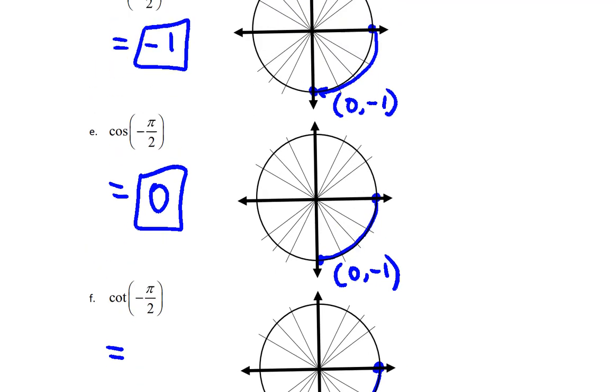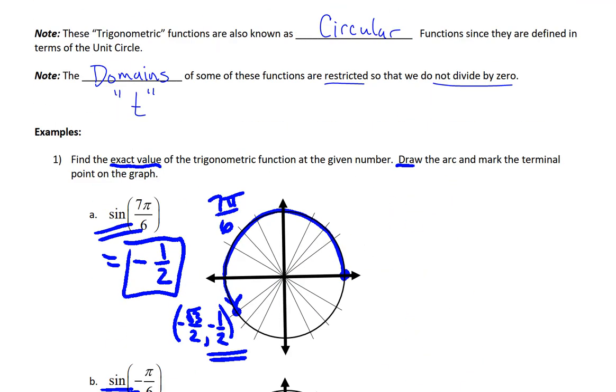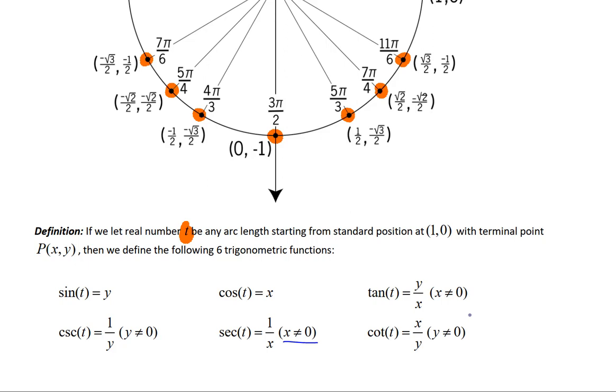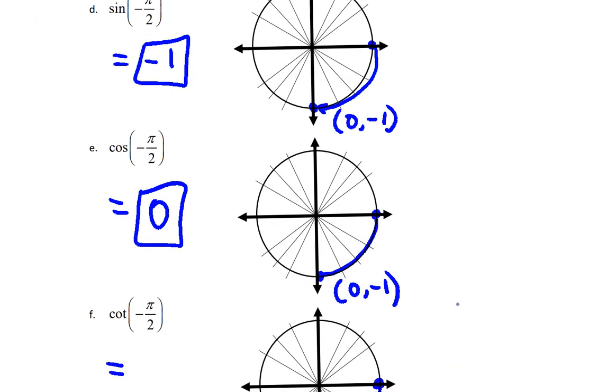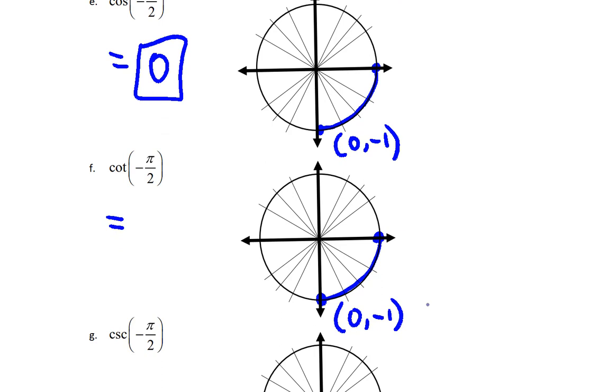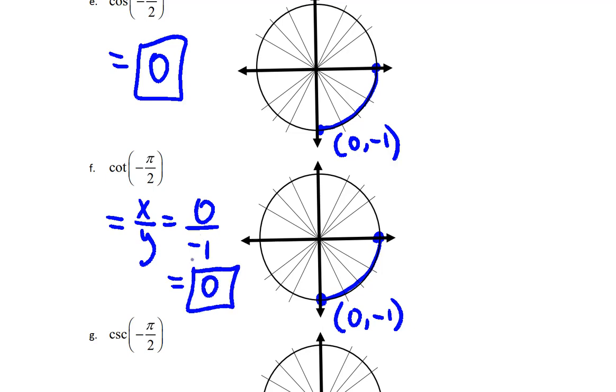So let's go up to our definition and recall that the cotangent function is defined as x over y, where of course y can't be 0. So x over y is what we're looking for, which means in this case, let me write this out in two forms. X over y is the general form of it, and of course our x coordinate is 0 and our y coordinate is negative 1. So now 0 over negative 1 is actually just 0, which is our final result for cotangent of negative pi over 2.